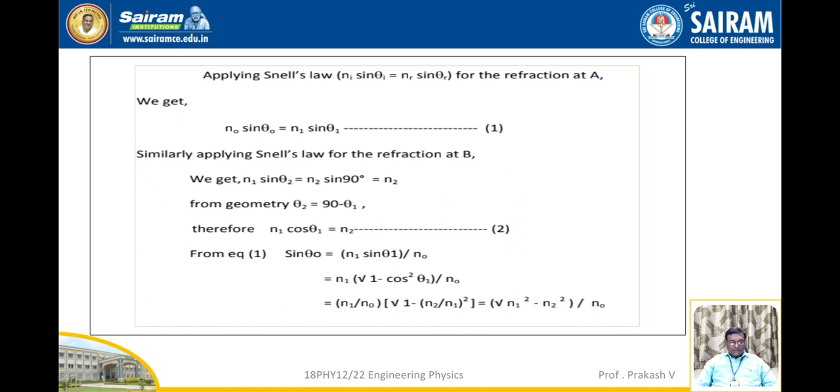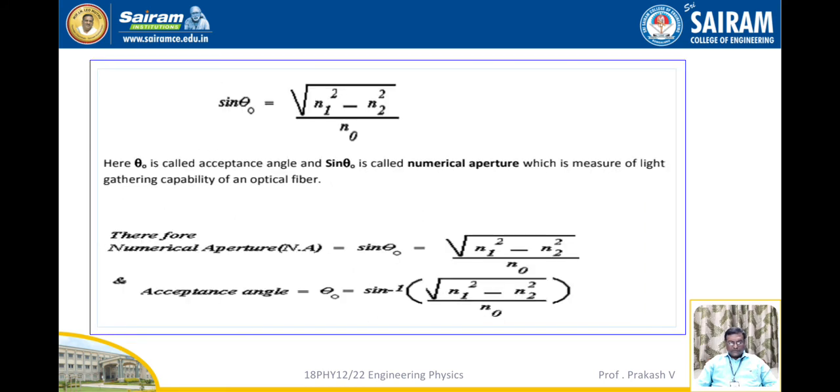From equation 1, we can write sin theta naught is equal to N1 sin theta 1 divided by N0, or N1 into the square root of 1 minus cos square theta 1, divided by N0, because sin theta 1 can be written as the square root of 1 minus cos square theta 1. Here, in place of cos theta 1, we can write N2 by N1. After simplification, we arrive at the expression N1 by N0 into the square root of 1 minus (N2 by N1) whole square, which is equal to the square root of N1 square minus N2 square, whole divided by N0.